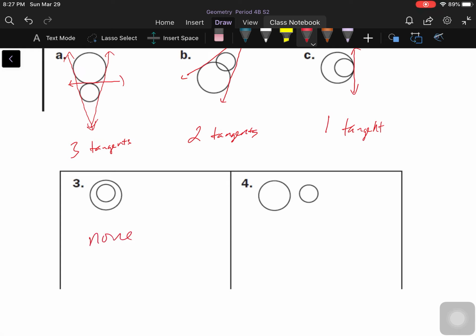Number 4, I could go inside like this, and then I could go outside like that, so that one would have 4 tangent lines that I could draw in. Okay, so again, tangent means it touches the circle at one spot. Secant means it goes through the circle.